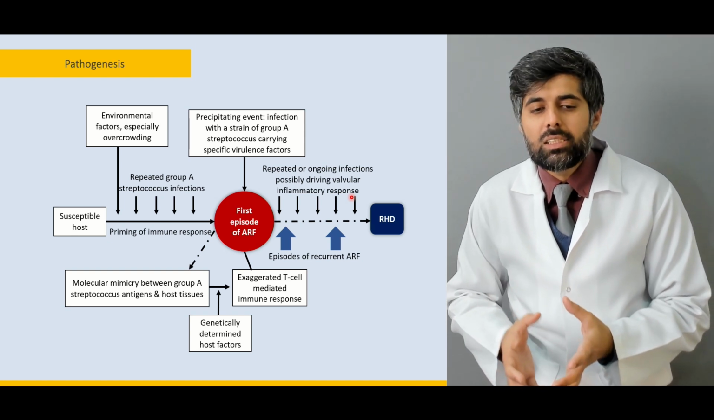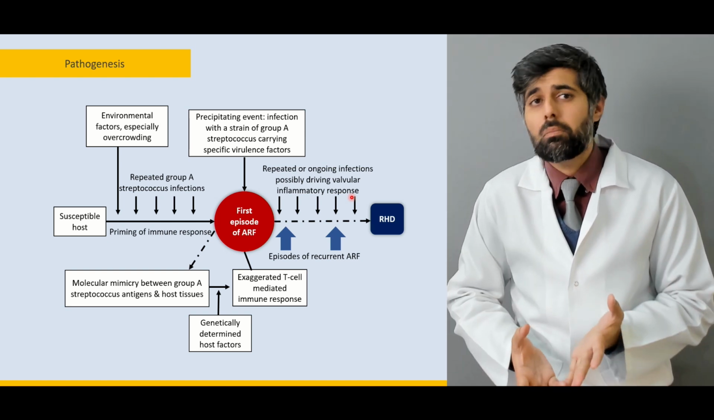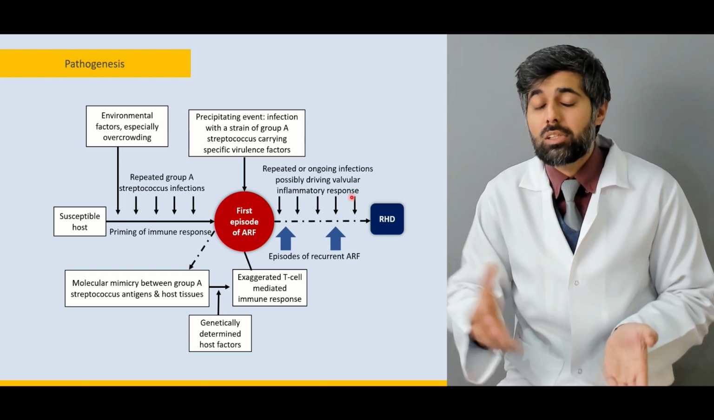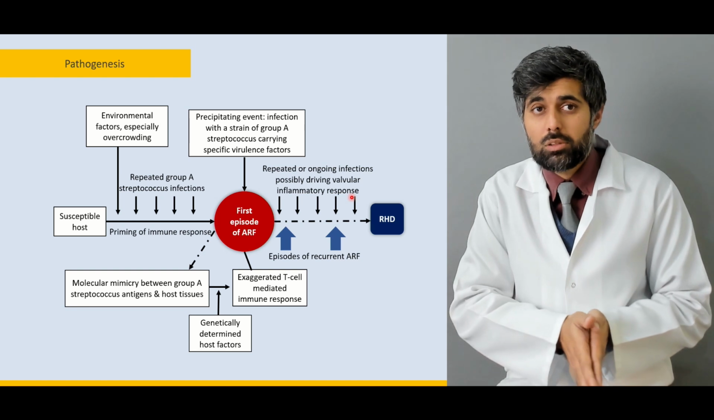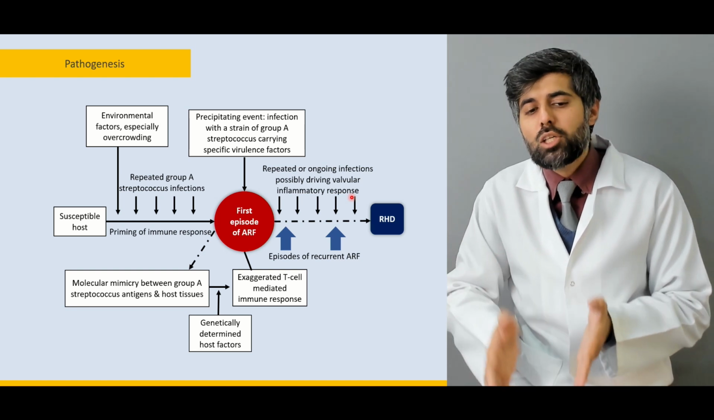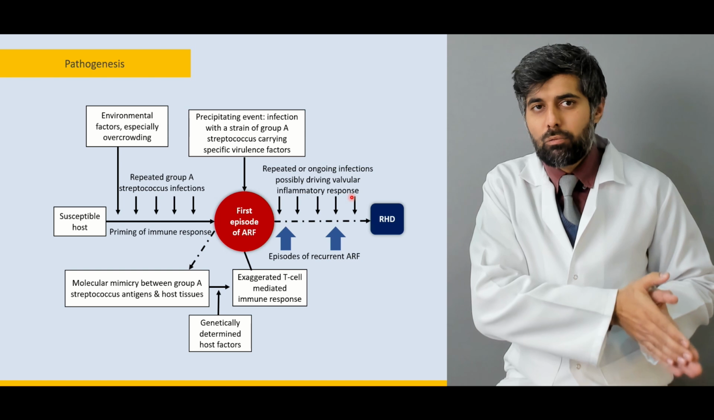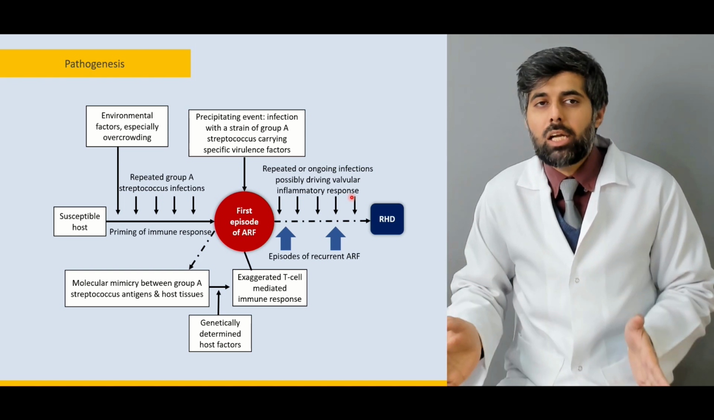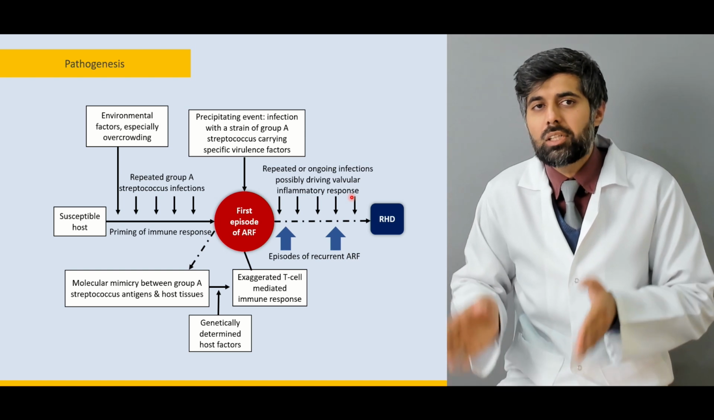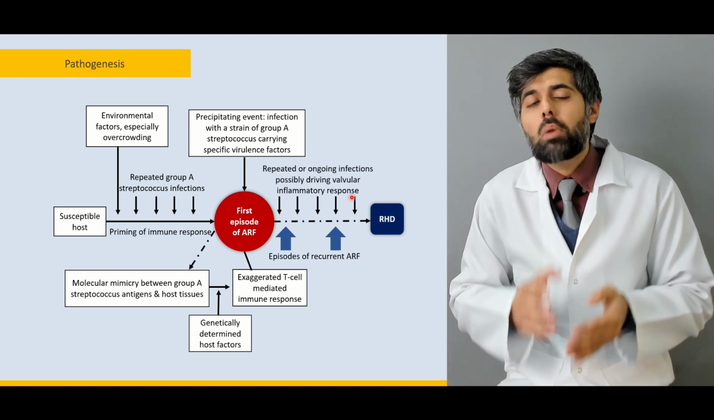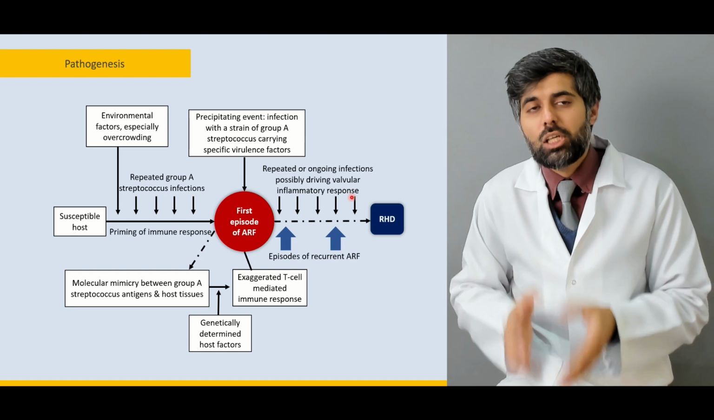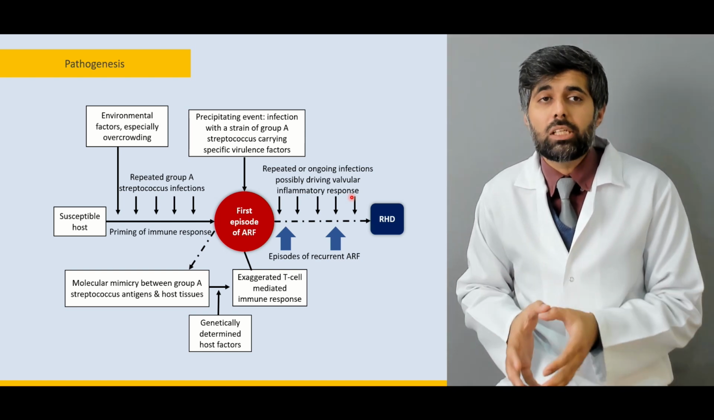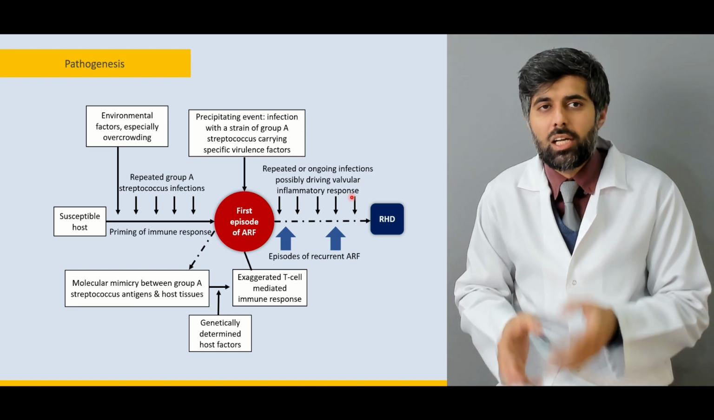Whatever the case is, either the infections become recurrent or the episodes of the acute rheumatic fever themselves become frequent. The patient from his pediatric life to his adult life may develop rheumatic heart disease, and it is the rheumatic heart disease which increases both the mortality and the morbidity of the acute rheumatic fever.